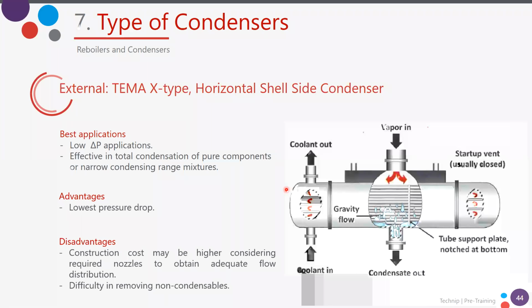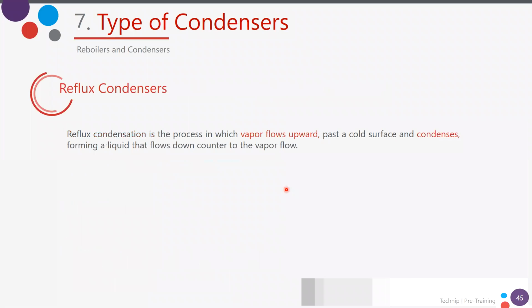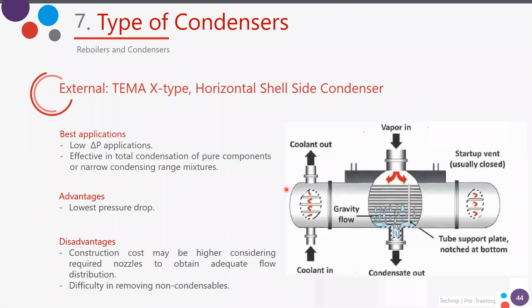Okay, so that's, yes, okay. Now we have talked about the external condensers, where we have seen all the different TEMA types, E, J, and X. We have seen also the different configurations if they are located vertically or horizontally. Now we will go through reflux condensers, but before, if you have any questions regarding this type of condensers, please just let me know.